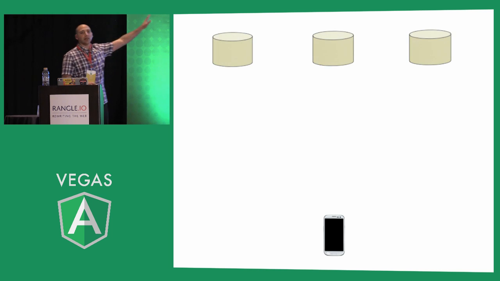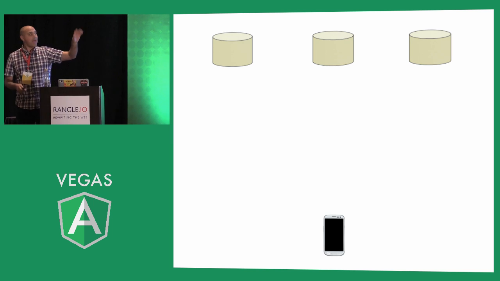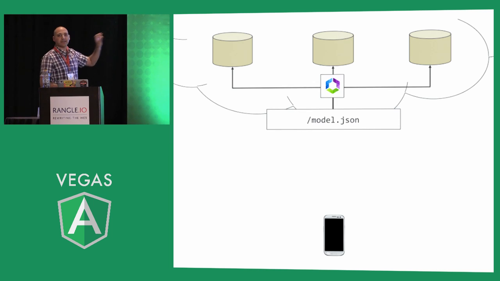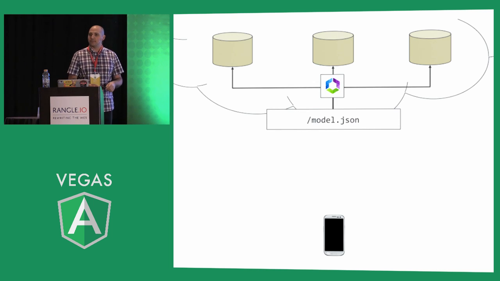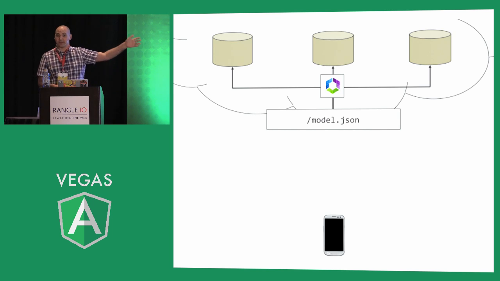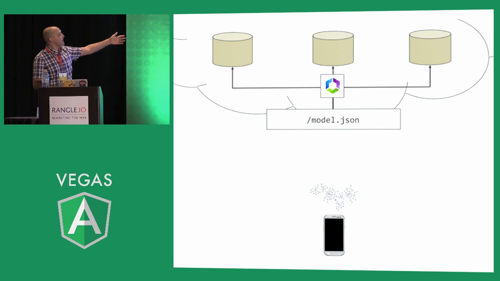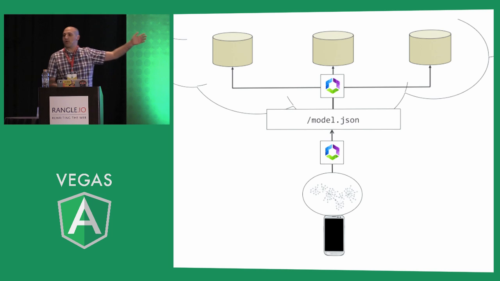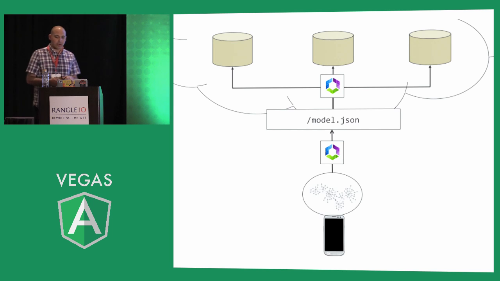So what Falcor does is it allows you to take all of your backend services, and Netflix, for example, has over 80 of them, and abstract them as a single JSON resource out there on the cloud. Then Falcor gives you tools to use on the browser in your Angular application, for example, to access that data as if it's all sitting locally. And then Falcor will go and dynamically load that data and give it to you, so you can code as if all that data is sitting right there in memory.